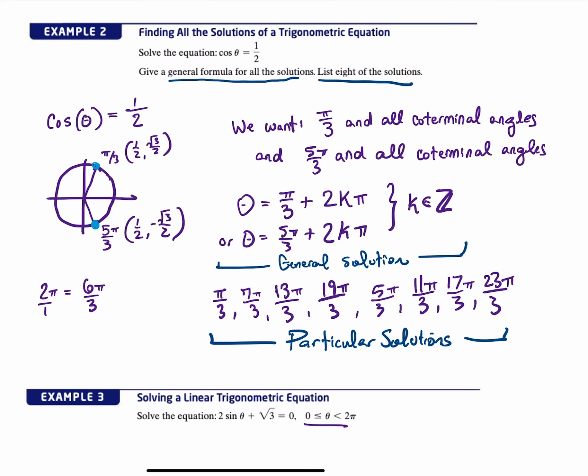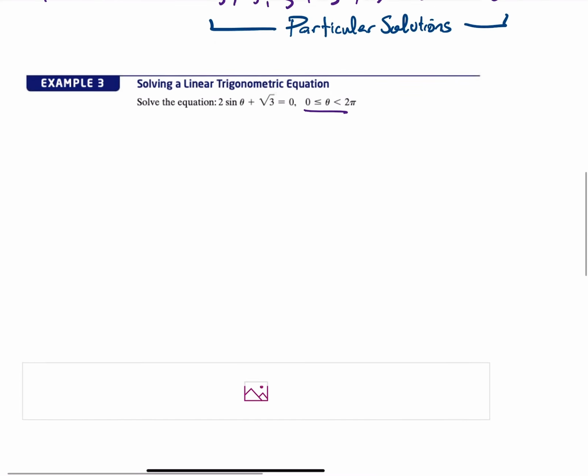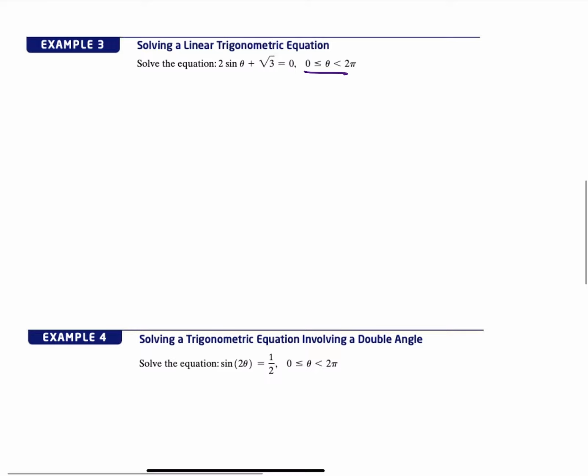All right, let's look at another example. So example 3 wants us to solve this equation. We have 2 times the sine of theta plus the square root of 3 equals 0. And this time it gives us a restriction. It says theta is in between 0 and 2 pi. That means just in one trip around the unit circle. So we'll only get a handful of values here.